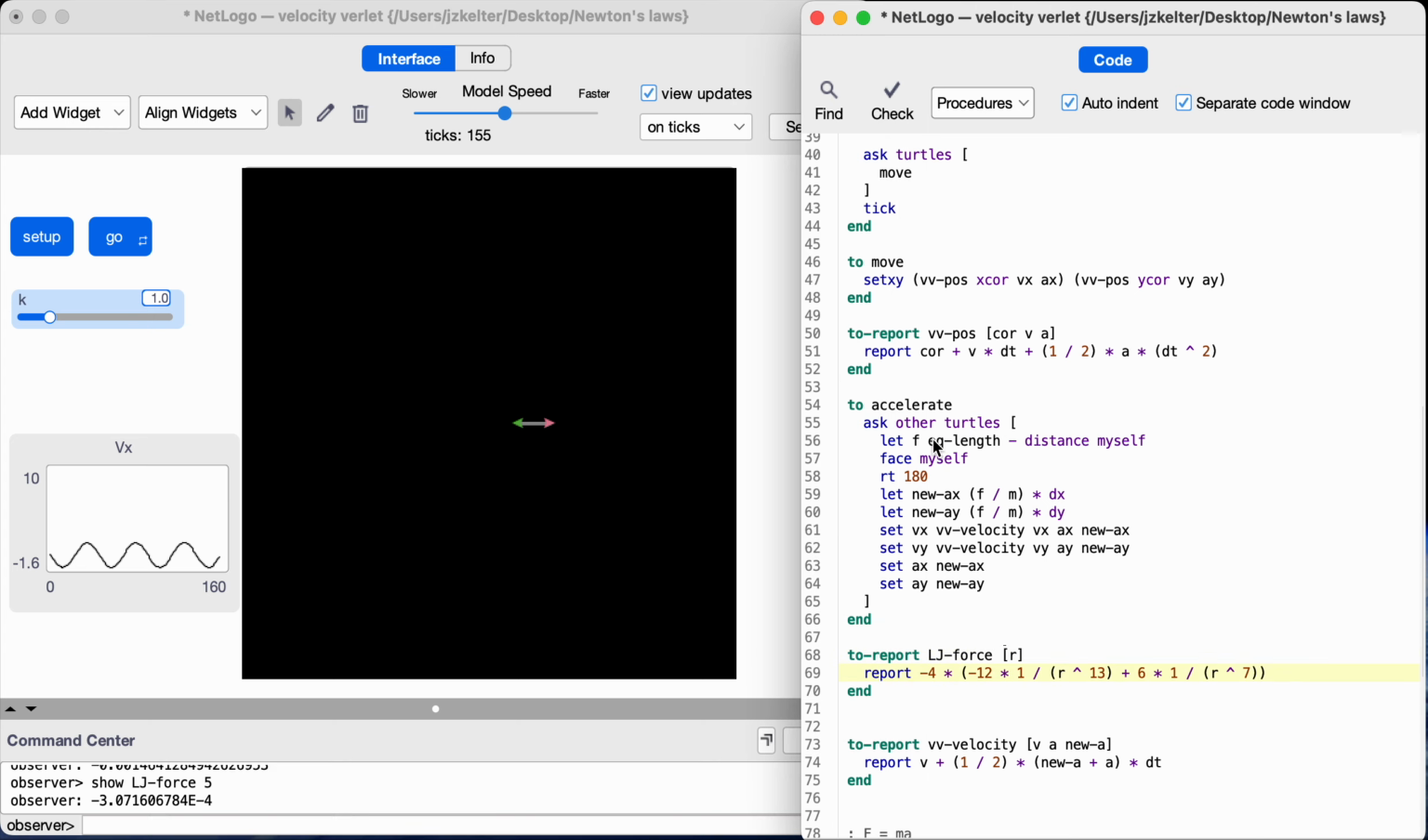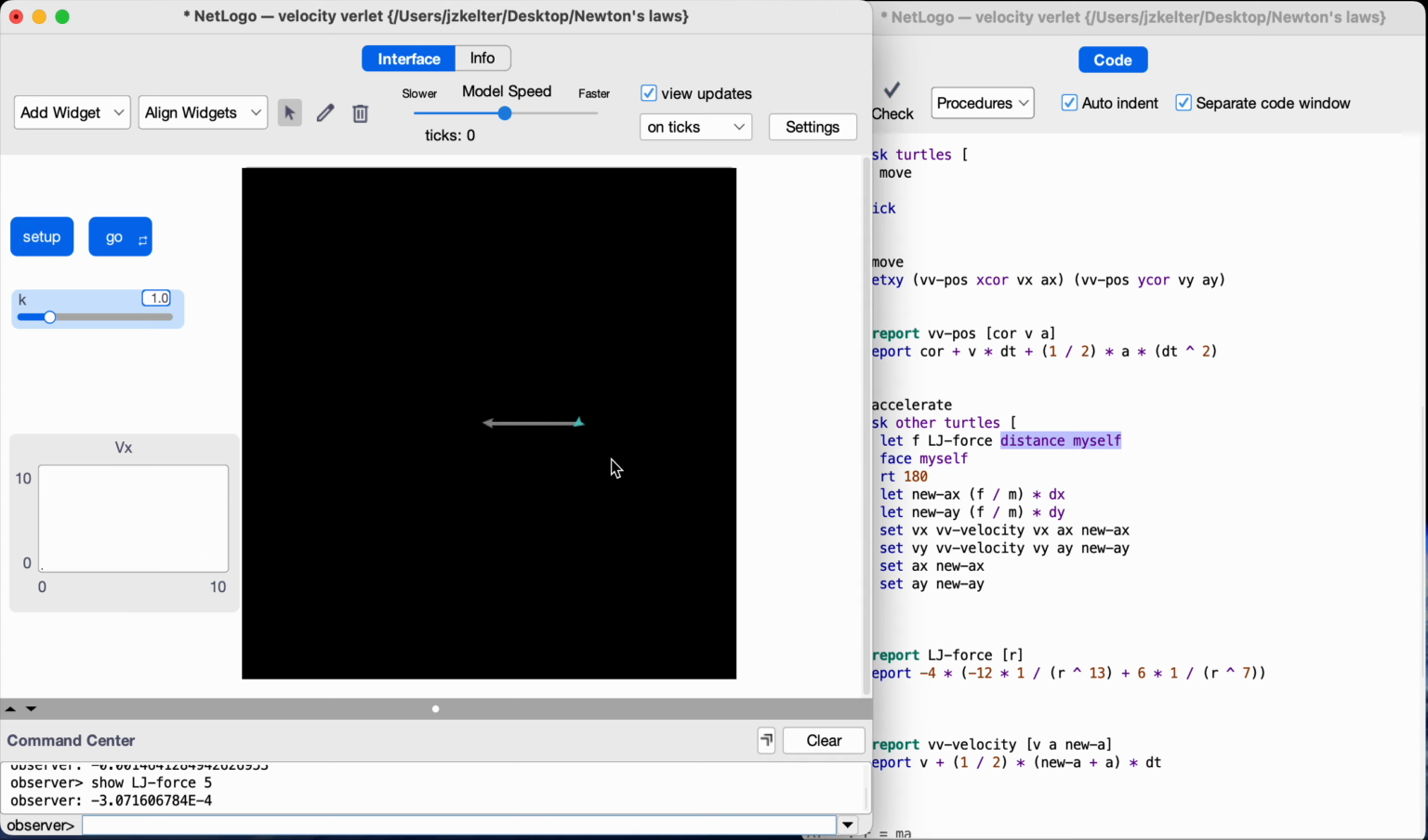And now we're just going to replace this. Instead of using this equilibrium distance minus distance myself, we're just going to do the LJ force and distance myself. So we're inputting the distance between the two turtles, and we're getting back this force. Okay, so let's see if that works to model these atoms.